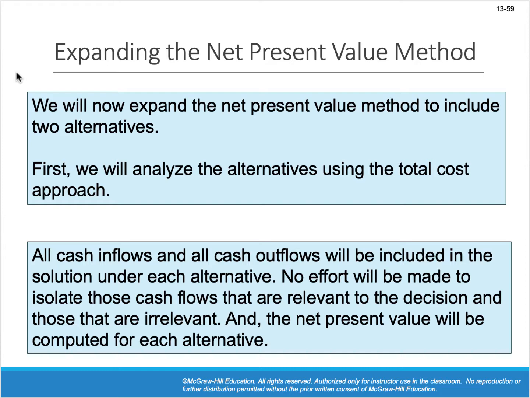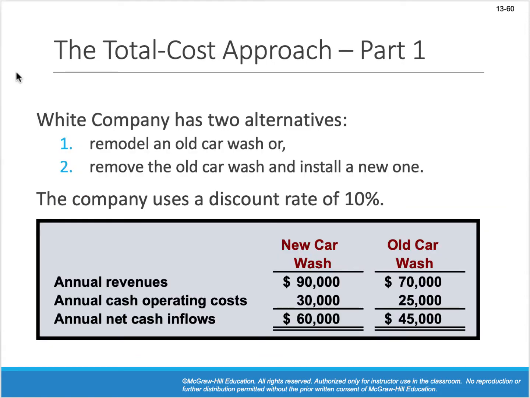Okay, so let's take a look at an example of expanding this. Let's assume that we have White Company. They have two alternatives. We can either remodel an old car wash, or we can remove the old car wash and replace it with a new one. So those are our two decisions, right?